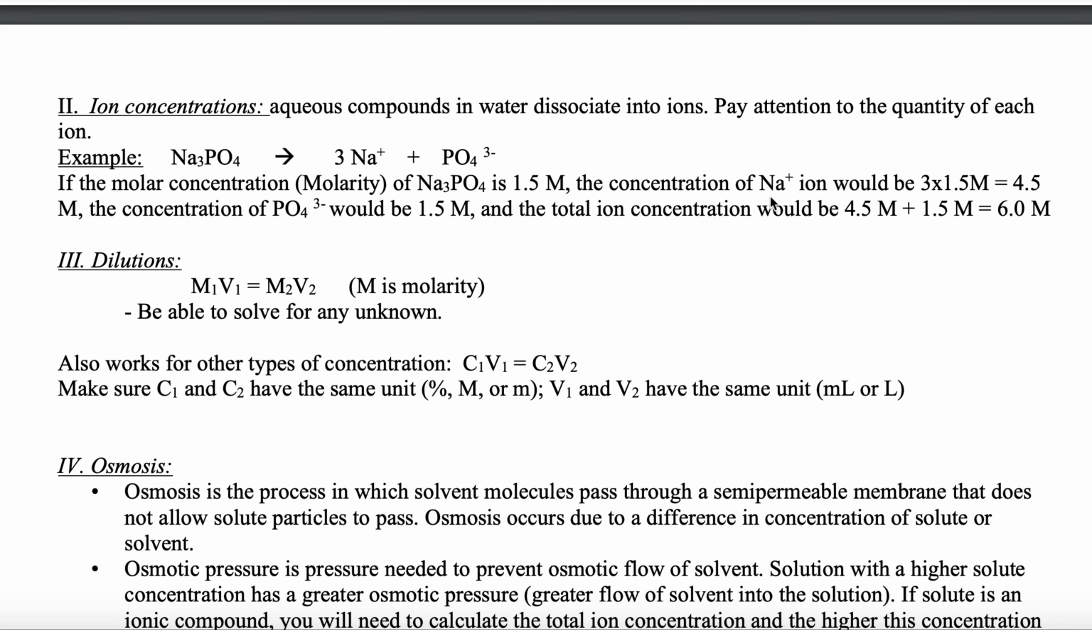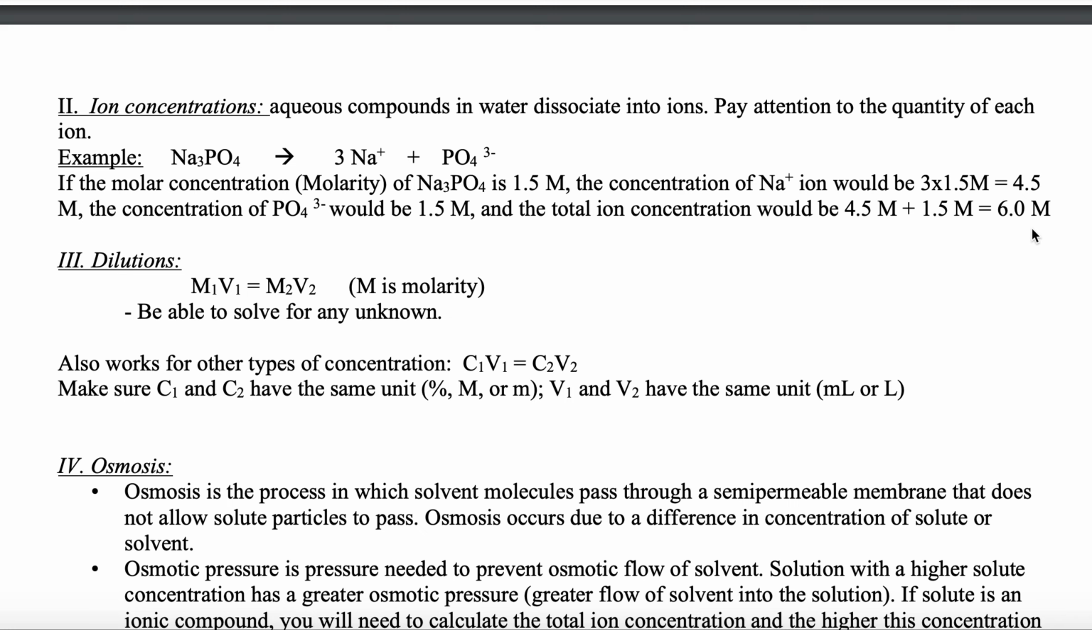Now, if you want the sodium concentration, if we consume sodium phosphate, we actually consume a lot of ions because there's 3 times. So you multiply it by 3. That's triple the concentration, 4.5 M. But the phosphate stays the same because there's only 1 phosphate. If you add up the total, it will be 4.5 plus 1.5. That gives you 6 molarity total.